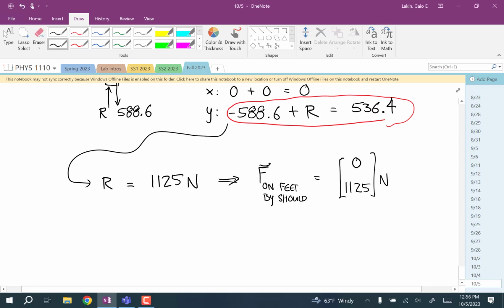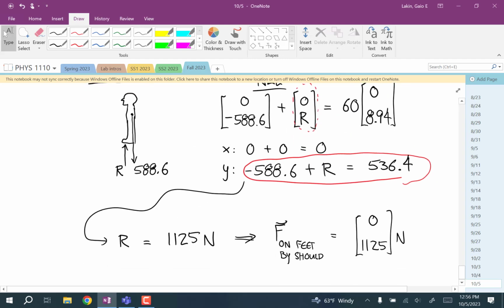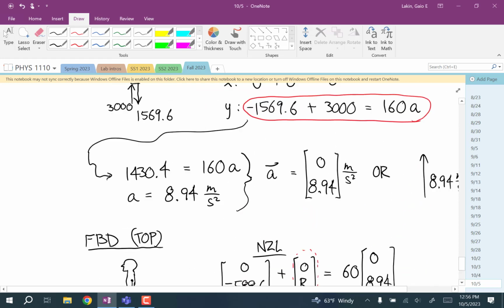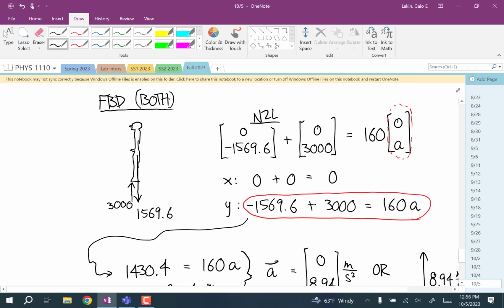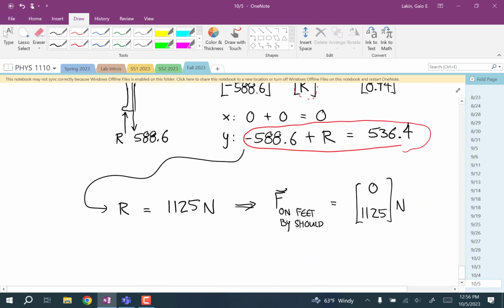So in order to perform this maneuver, the legs of the top guy need to be able to withstand an upward force of 1125, which is a little over 250, maybe 260 or so pounds of force, which seems reasonable, you know.